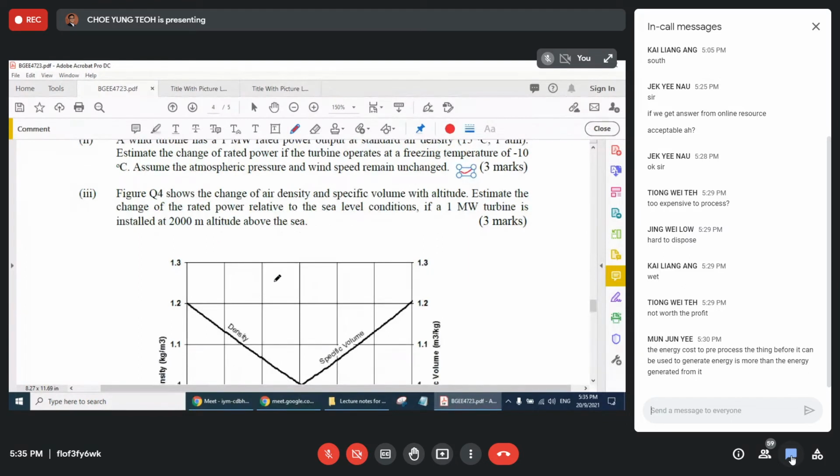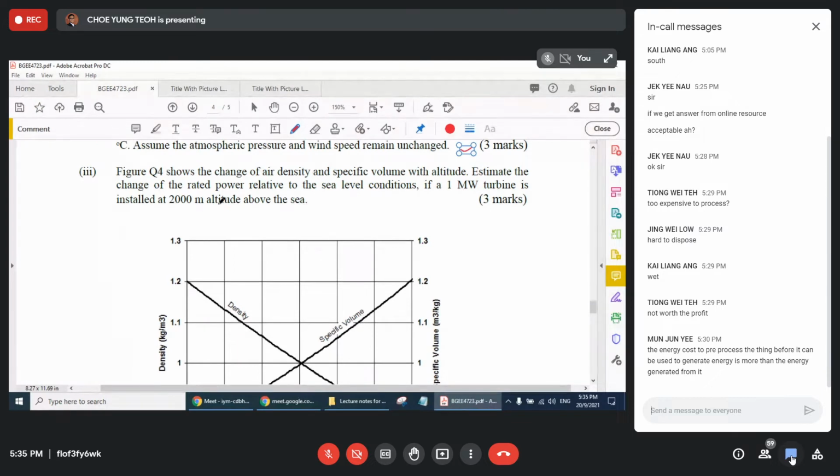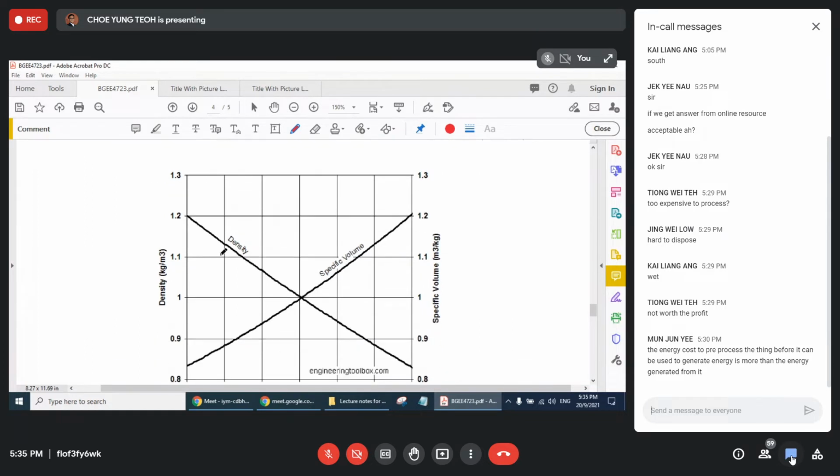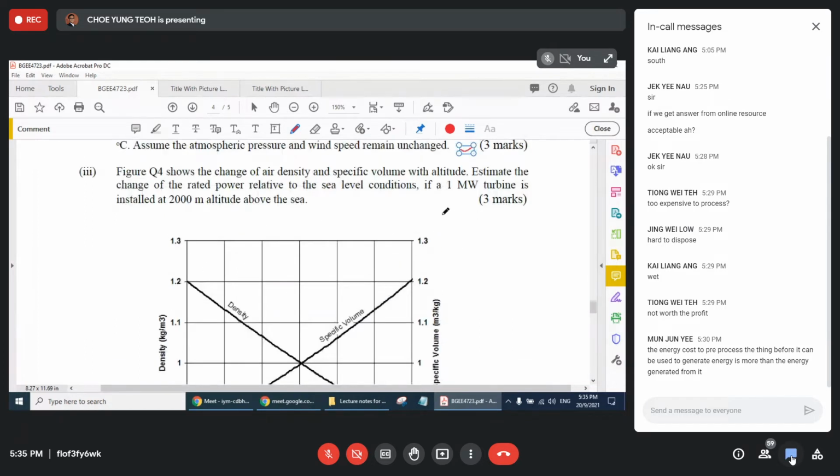And then number 3, figure Q4 shows the change of the air density and specific volume with altitude. Estimate the change of the rated power relative to the sea level condition. This one is about, again, air density with the altitude. When we go to a higher altitude, the density of the air will be getting lesser. So we give you the graph over here, and then you have to check what happens if this 1 megawatt turbine is used at 2000 meter altitude above the sea. So how much will the power drop?